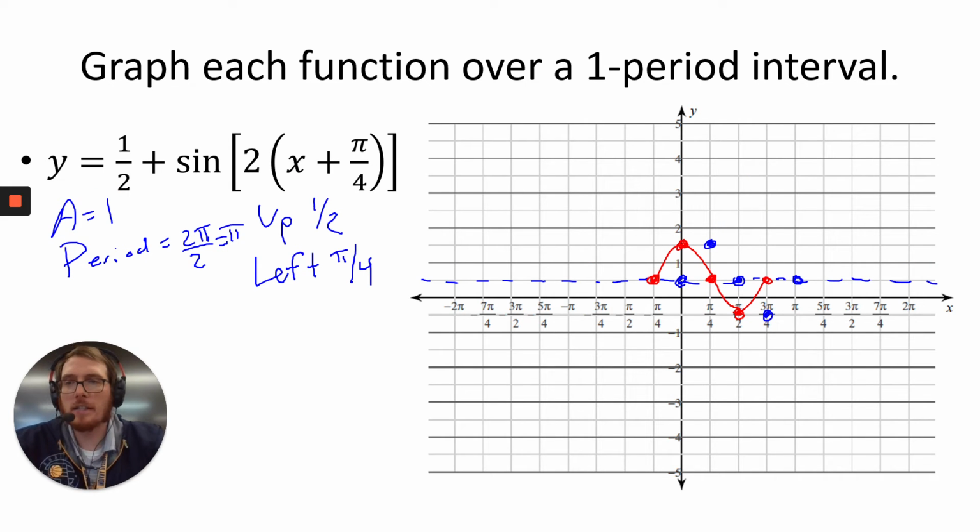The next equation has an amplitude of 1 because the number in front of sine is just a 1, there's nothing there. Up 1/2. Notice that this is that factored form that's important when you find the period and the shift left or right. So the period here would be 2 pi over 2, which is just pi, and the graph is moved to the left pi over 4.